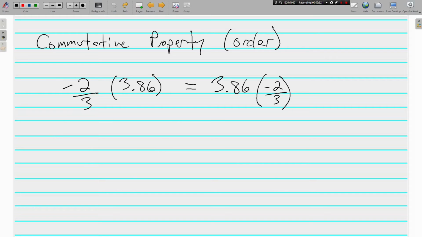Again, throwing this in your calculator, -2/3 times 3.86, I believe is -2.573 repeating. And on the other side, it's the same two numbers. The same two numbers being multiplied is going to give us the same answer. Changing the order does not change the answer. Works with fractions and decimals too.